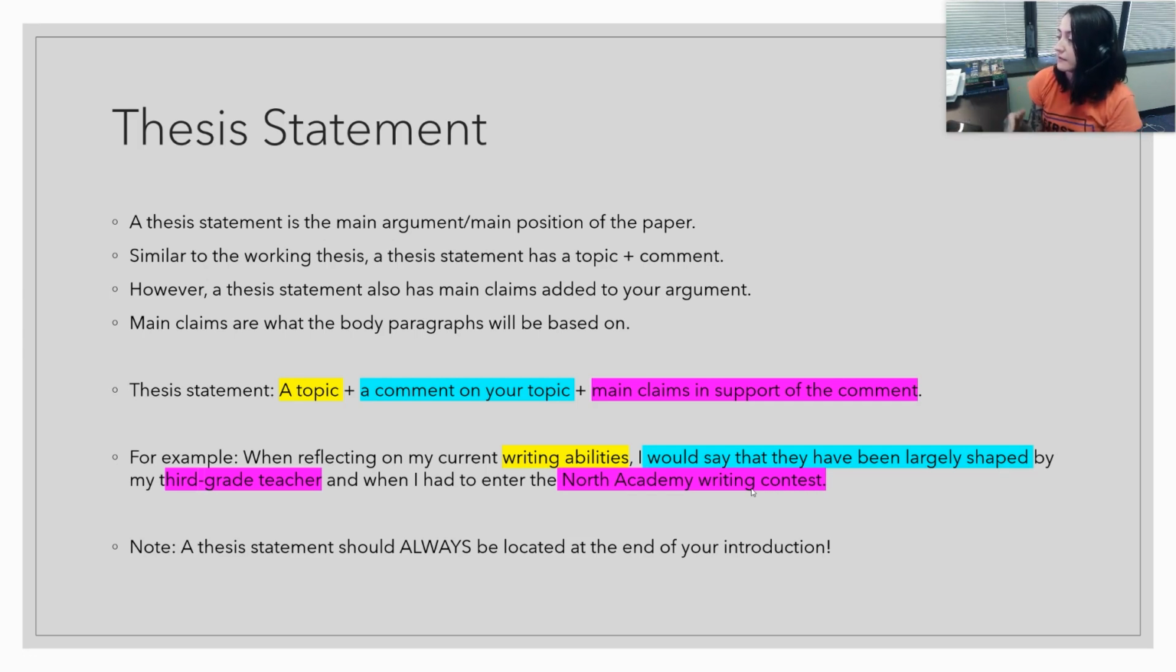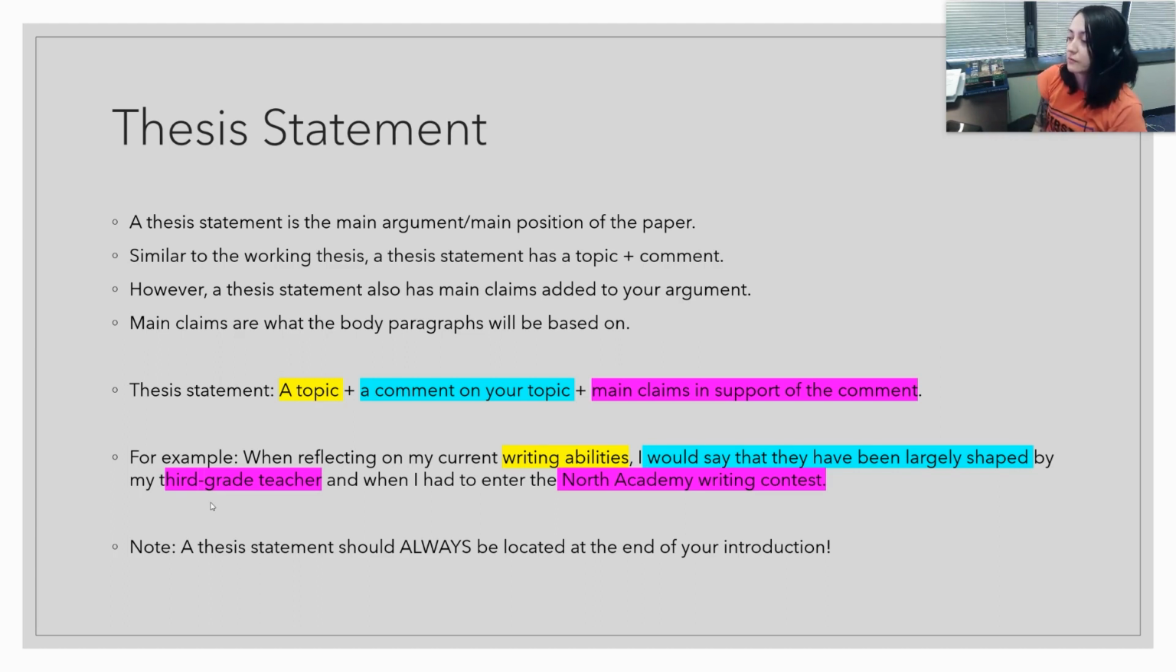Then they have a comment right after that they say about their writing abilities. Their writing abilities have been largely shaped by. That's their comment on their topic. And again, the comment doesn't always have to come right after the topic. Sometimes your comment may come before the topic, but just make sure that you can identify your topic, and you can identify some comment you're making about your topic. And then what we see in pink, 3rd grade teacher and the writing contest, those are going to be the main claims. Those are going to be what's in the body paragraphs that supports that topic and that comment.